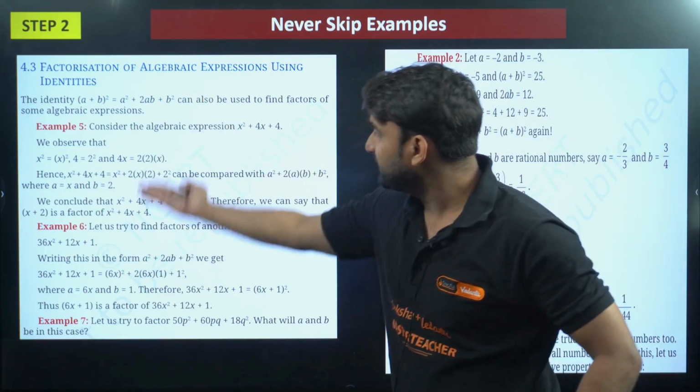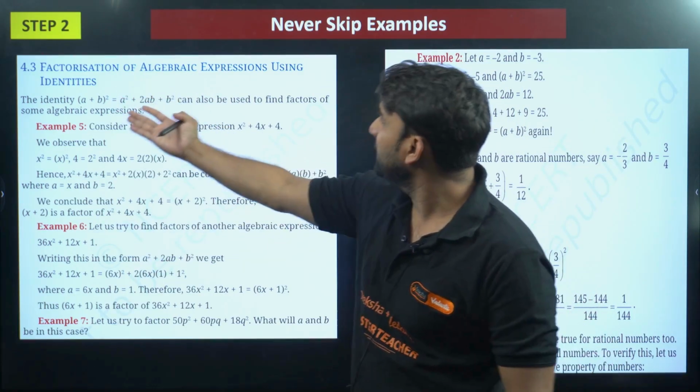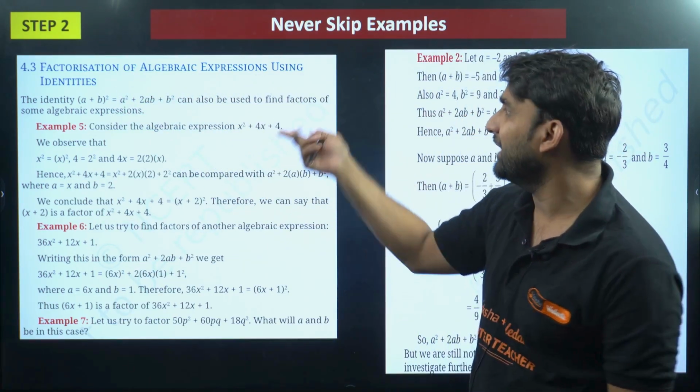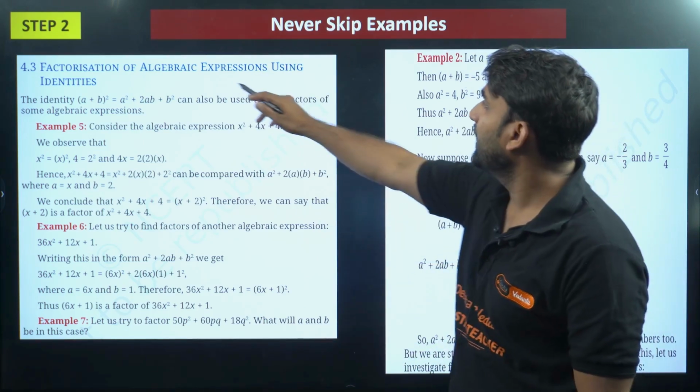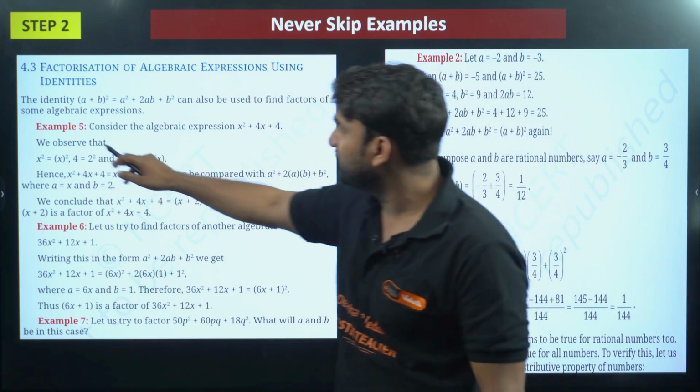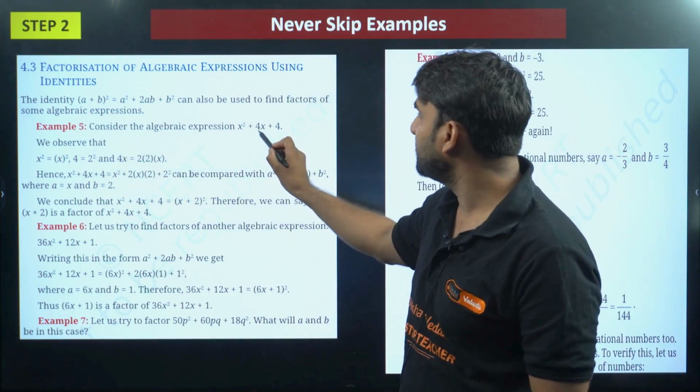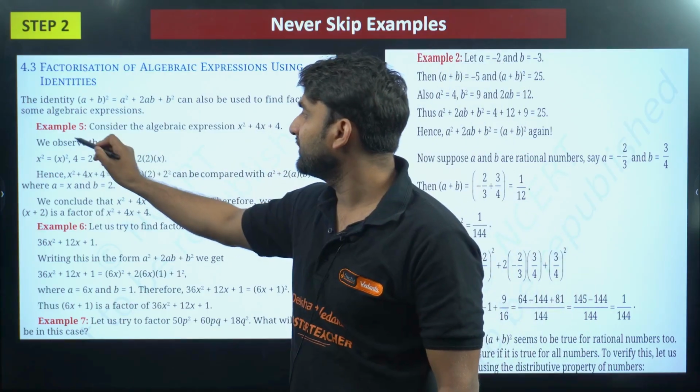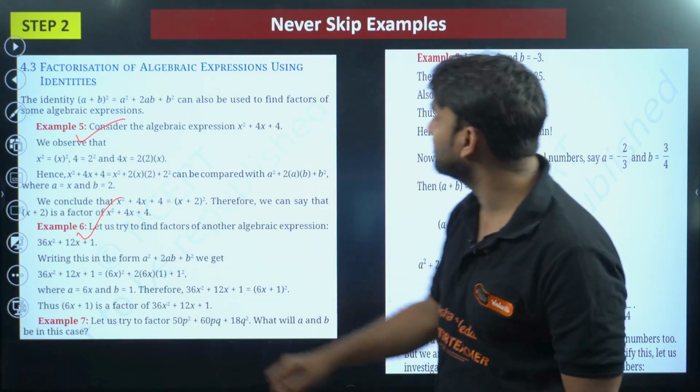So a few examples are here. This example is from the algebraic expressions and identities chapter of your textbook. Can you see here? Consider the algebraic expression x square plus 4x plus 4. We observed, so examples are there. Please solve the examples first.